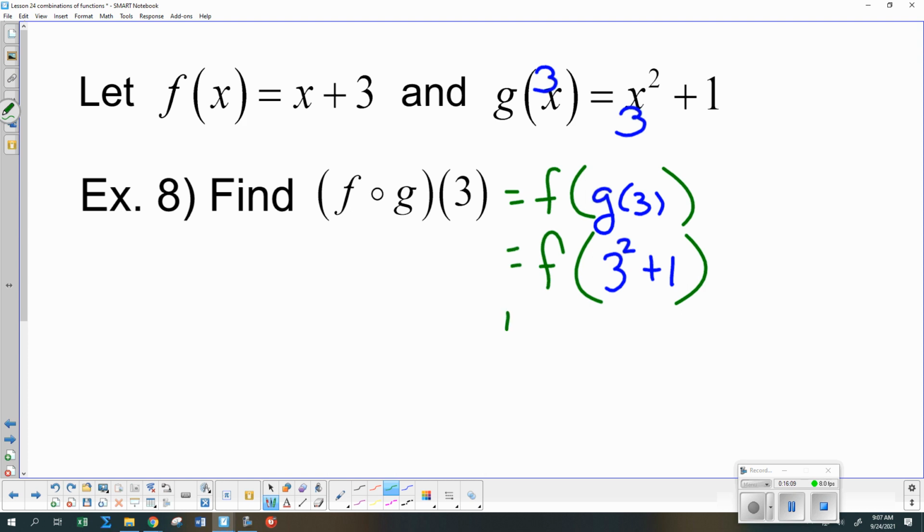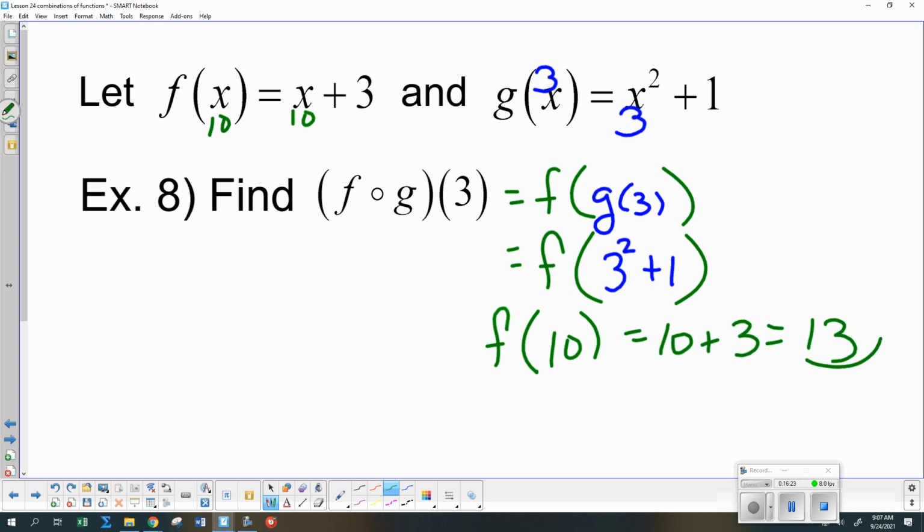So we need f of 10. That says come over to the rule for f and make every x a 10, so that we have 10 plus 3, or 13. Yes. Thanks for checking.